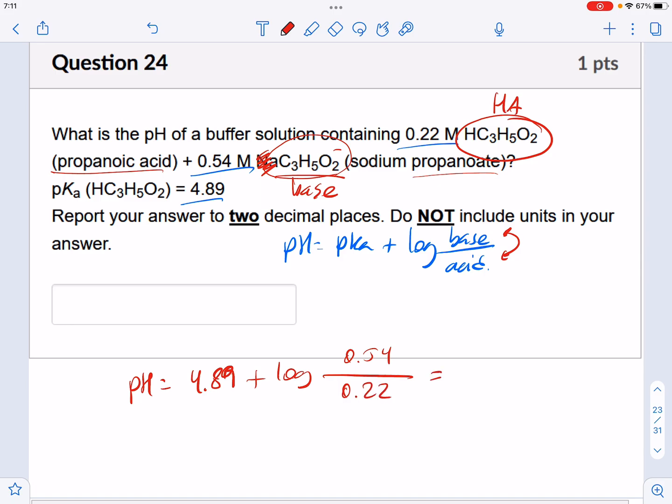All right? So your pH here is 4.89 plus the logarithm of 0.54 divided by 0.22, and this is equal to 5.28.